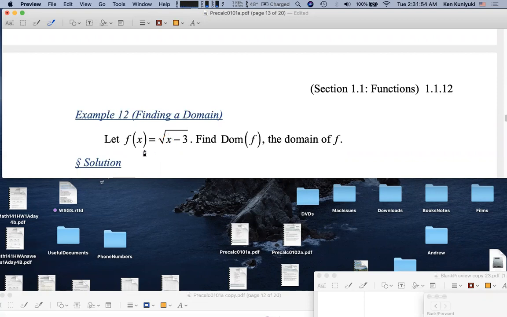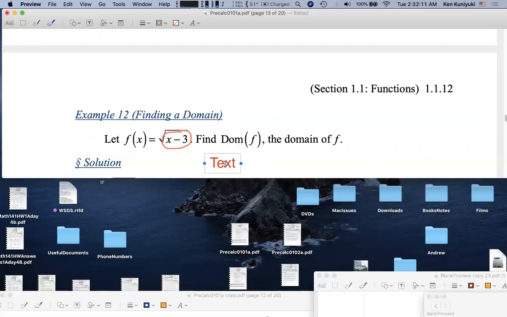We are looking for all real values of x for which the resulting output is real. Let f of x equal the square root of x minus 3. Find the domain of f, the implied domain of f. Well, when are we guaranteed a real output? When the radicand here, x minus 3, is what?